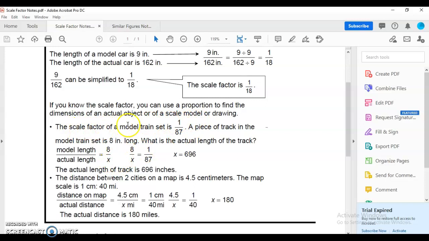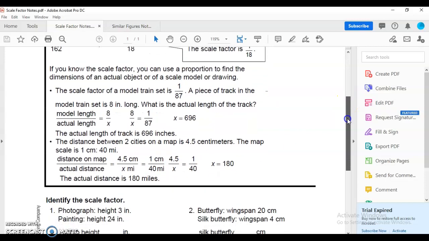Like they say, the scale factor of a model train is 1/87. A piece of track in the model is 8 inches long. Model goes on top. What is the actual length? I don't know, so I put an X. And then I can use cross products to find my answer. And so that's what we're doing here, so that we match and use our scale factor to find the missing side.